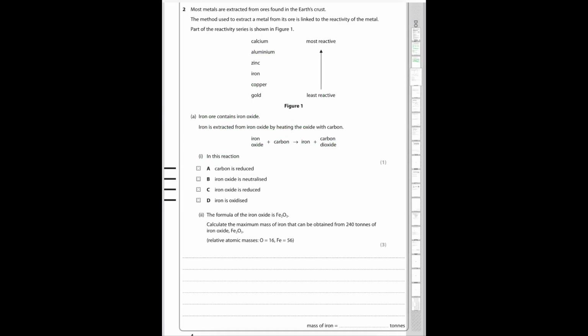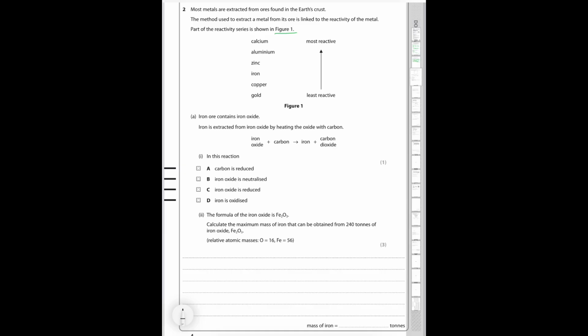Now, in this question, we're told that most metals are extracted from their ores found in the Earth's crust. The method used to extract a metal from its ore is linked to the reactivity of the metal, and we're shown part of the reactivity series in Figure 1. So we're having the metals put in order from least reactive at the bottom to most reactive at the top. Then we're told that iron ore contains iron oxide. And when we're looking at this, we're given the equation. So iron is extracted from iron oxide by heating the oxide with carbon. So we end up with iron and carbon dioxide being produced.